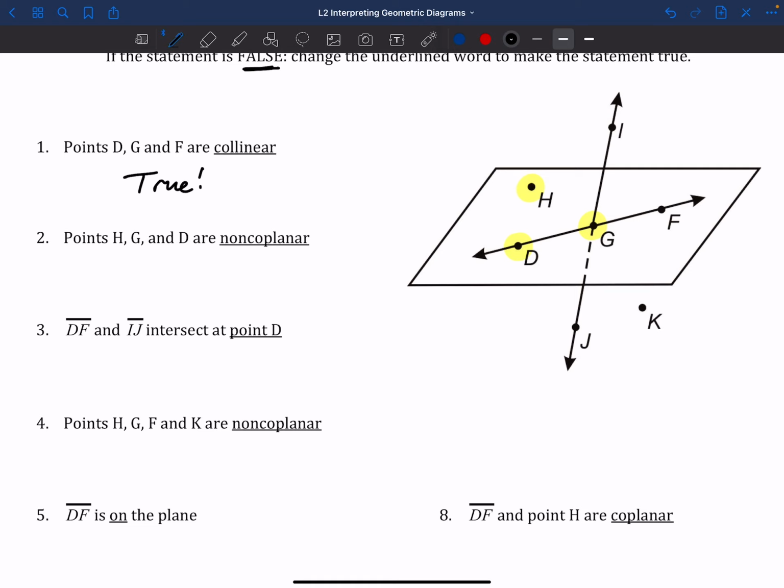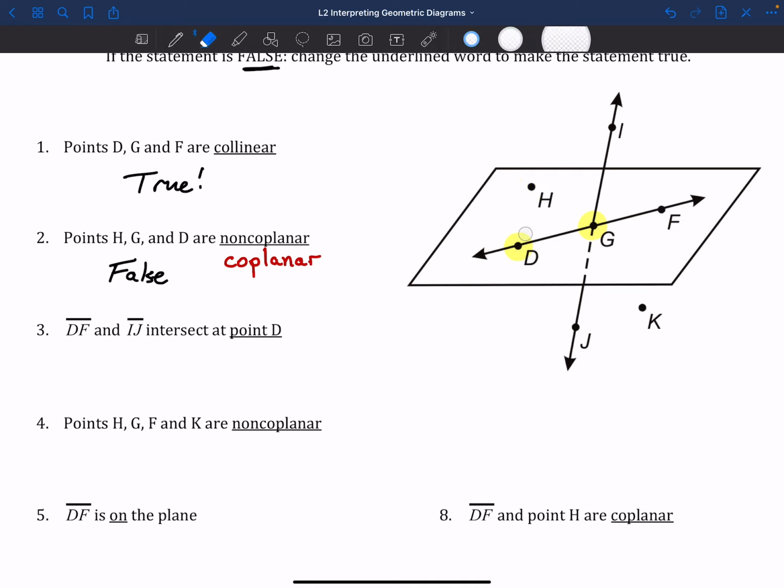But in this case, that is false, right? I'm noticing that H, G, and D, save for any kind of weird geometric diagram magic going on that we can't see, should all be on the same plane. So this one comes out to be false. And we need to come up with a different word other than non-coplanar to talk about them. If they weren't not on the same plane, then we could say that they are on the same plane, right? They are coplanar. That is something we can replace that does make the statement true now.